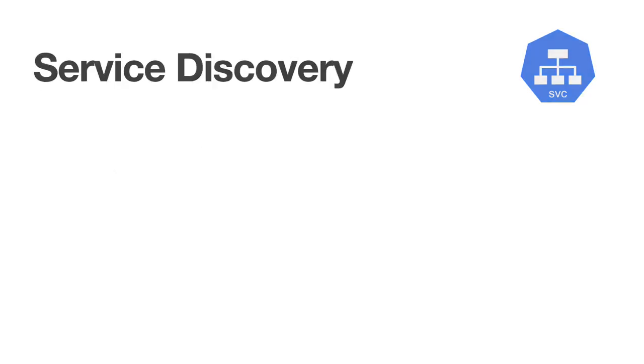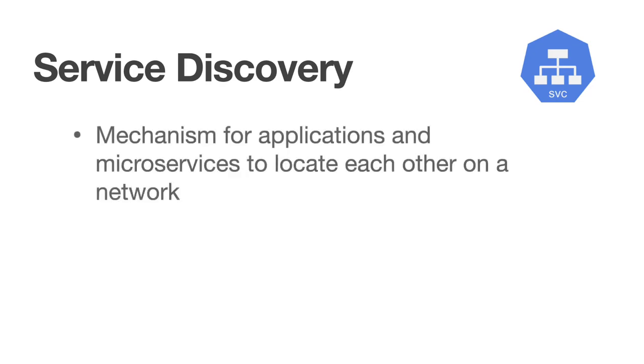In this section, let's learn about service discovery with Kubernetes. Service discovery is a mechanism for applications and microservices to locate each other on a network. You actually use service discovery, but I didn't tell you, I just showed you the magic that happened with Kubernetes. But now let me actually tell you what is happening. Service discovery happens through services.